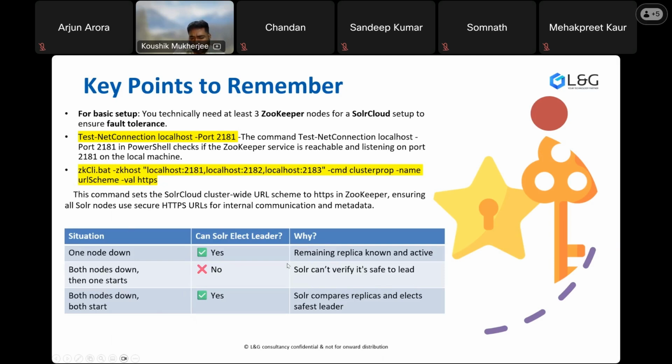And what are the situations and how does it elect the leader? If one node is down, it elects the leader from the remaining replica that is known and active. How? The remaining node which is active, it makes that the leader.